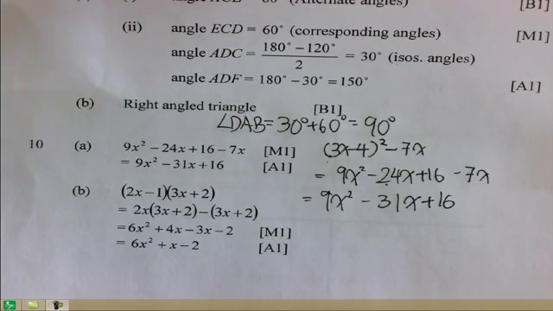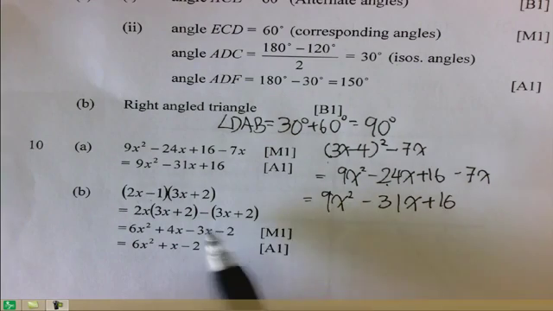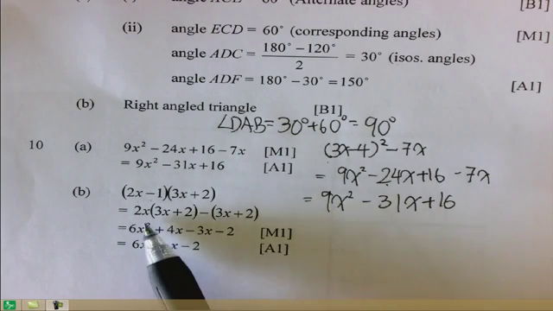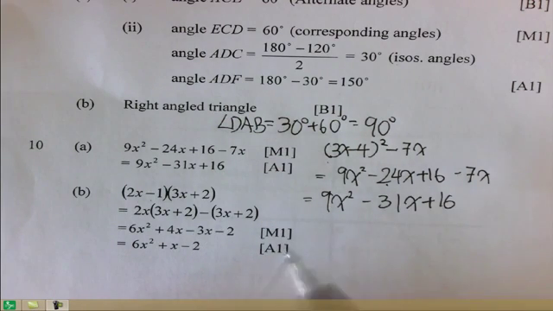Now question 10b. For 10b, we just split it up. 2x times 3x plus 2 minus 1 times 3x plus 2. Then you just expand: 6x squared plus 4x minus 3x minus 2. Simplification gives you 6x squared plus x minus 2.